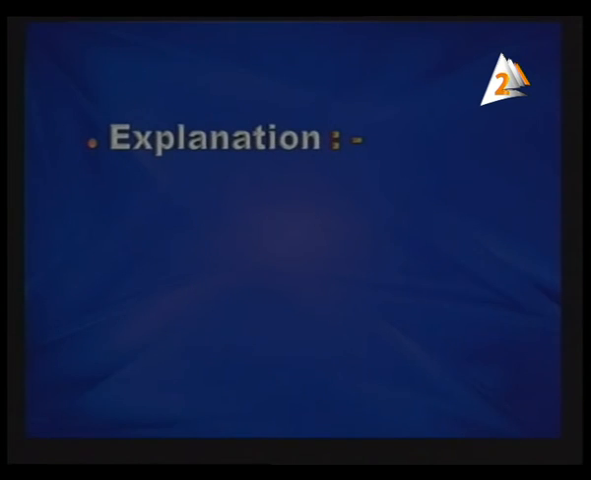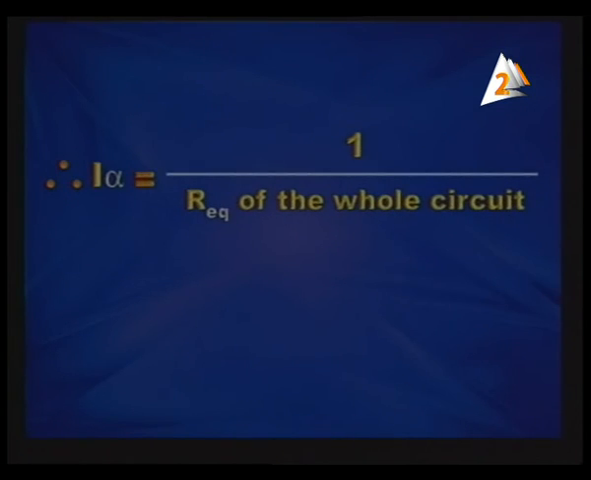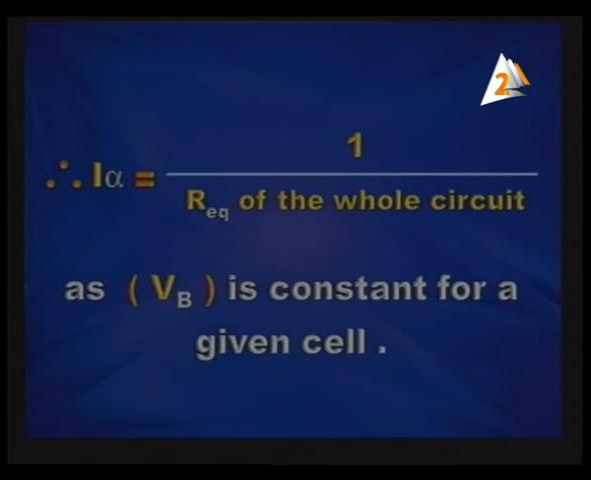Explanation. Since the current through the battery is determined from V sub B over R equivalent of the whole circuit, and V battery is constant, it is not changed. We didn't alter the battery. So the current is inversely proportional to the total resistance. And when R1 is increased, it is inversely proportional since V battery is constant.